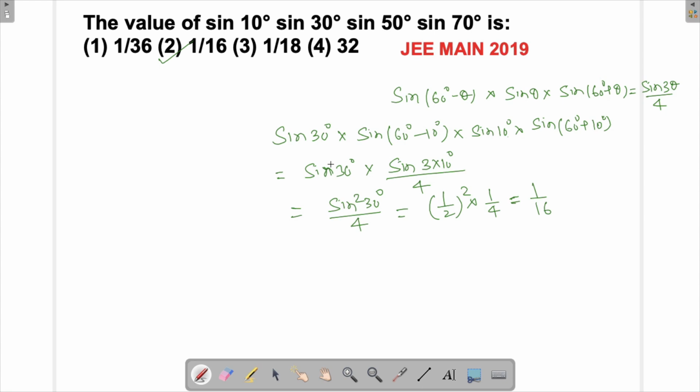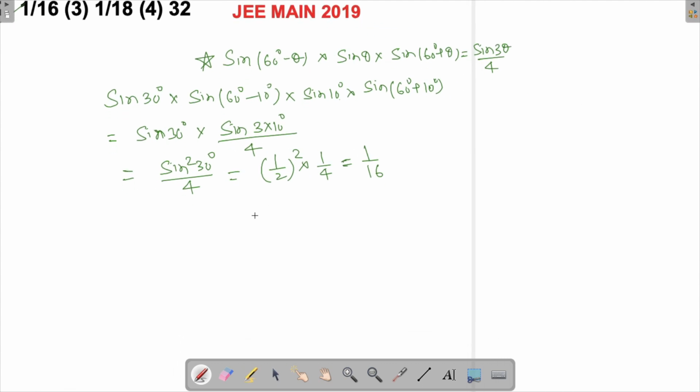But do remember this expression, because on this expression, there have been a lot of questions asked. So this one and the other one, which is cos of 60 degree minus theta into cos theta into cos of 60 degree plus theta, that is actually equal to cos 3 theta by 4.